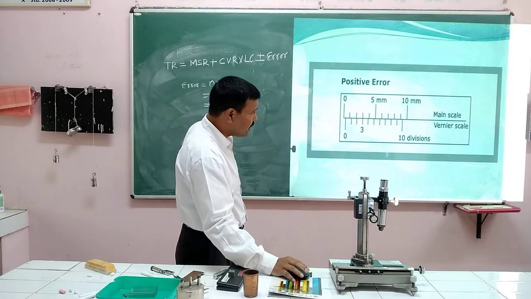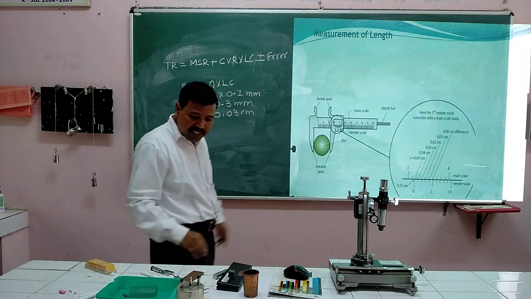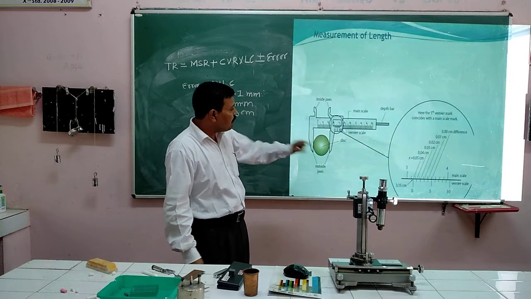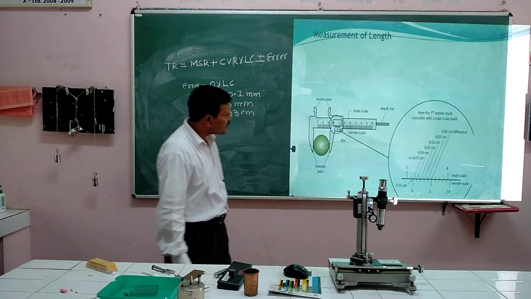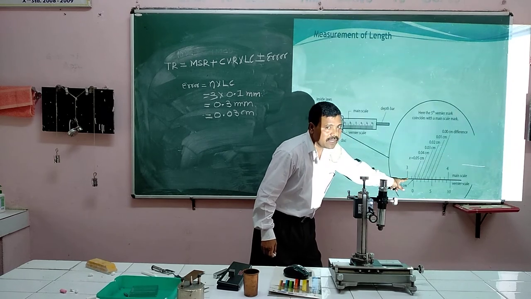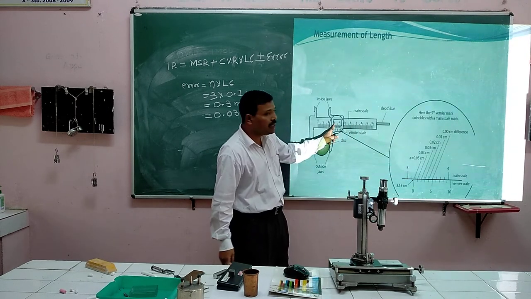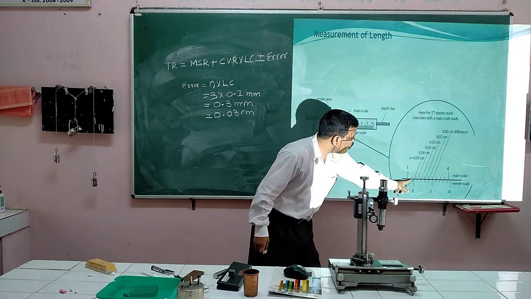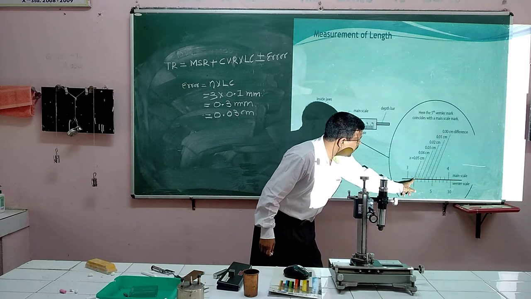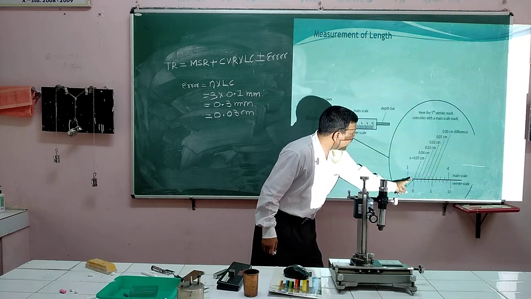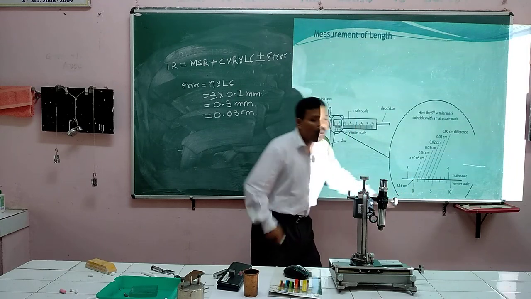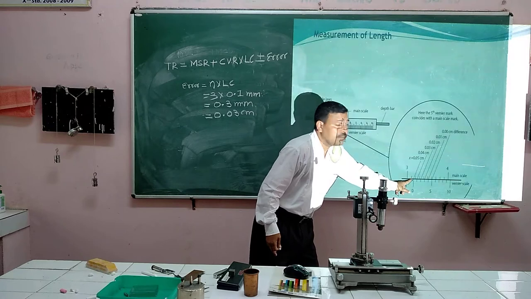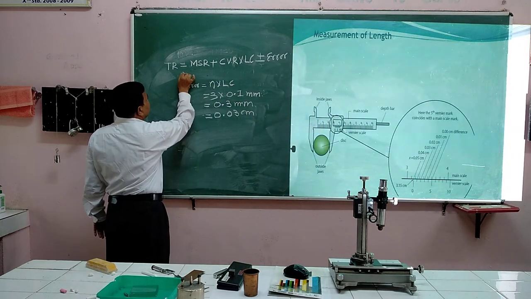Let us come back to the situation here. Look at this situation. Here in this case, what is the main scale reading? The main scale reading is 3, it has already come here, 3. Then 3.1, this is 3.2. But the zero of the vernier scale is lying between 3.1 and 3.2. How much should we take? We should take 3.1, not 3.2. So the main scale reading is 3.1.